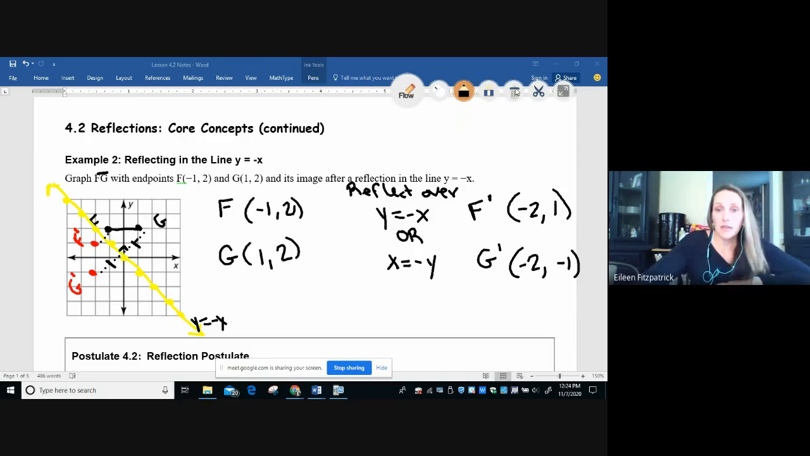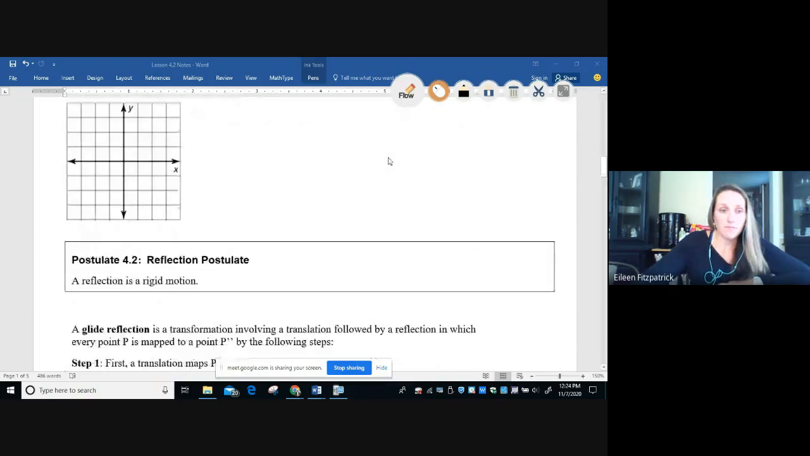All right, let's keep on moving along. Reflection postulate.